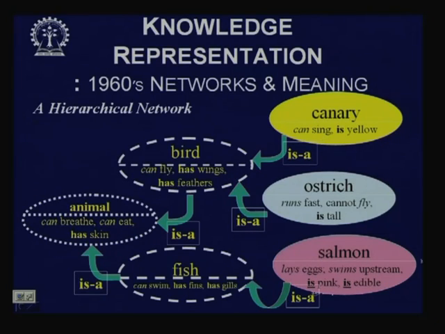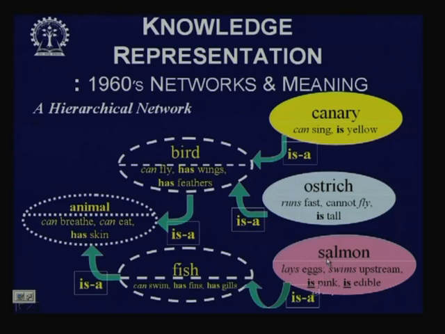Similarly, look at salmon. Salmon is a fish, and a fish can swim, has fins, has gills. But salmon has got some additional specific attributes: lays eggs, swims upstream, is pink, is edible, etc. Now, if I straightaway say, does salmon lay eggs? The answer is yes, because I can see that attribute right here. But if I ask the question, can salmon swim? The answer is not here. But if I follow this link, I can see that salmon is a type of fish, and all fish can swim, unless specified otherwise. So I can infer that salmon can swim.